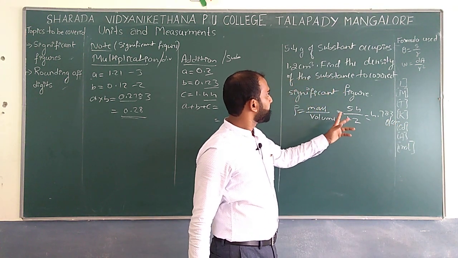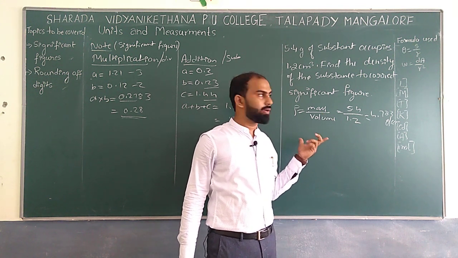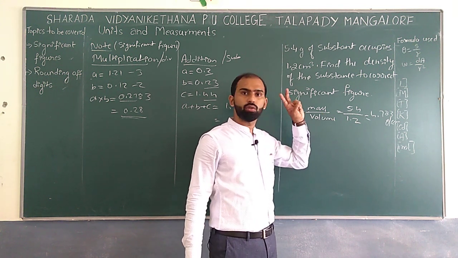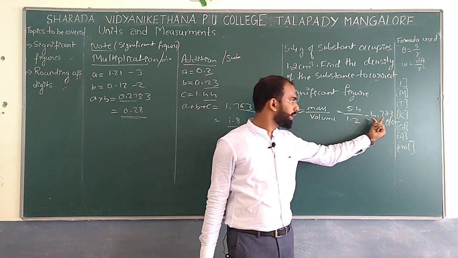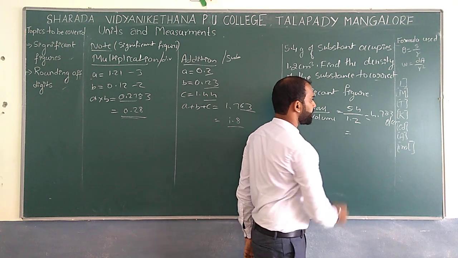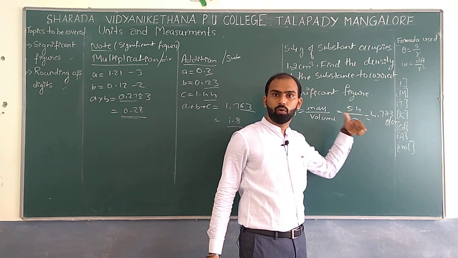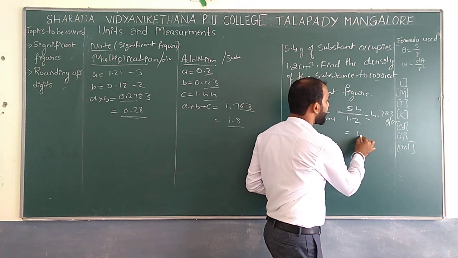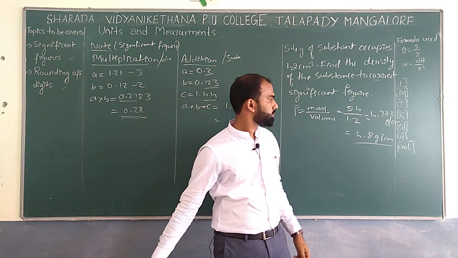So now, since it is a division, you are supposed to check what is the least number of significant figures among these. It is 2 significant figures, correct? So it is supposed to be rounded off to 2 significant figures. The number which you are going to drop is 8, so the previous digit is going to be raised by 1. So if it is so, 4.8 gram per cc is my answer.